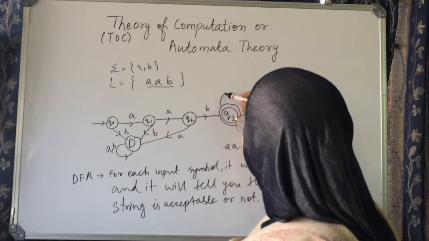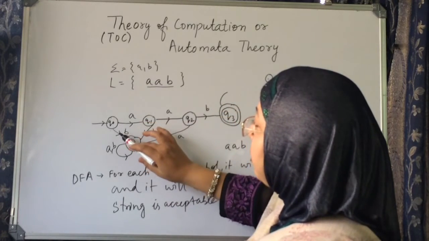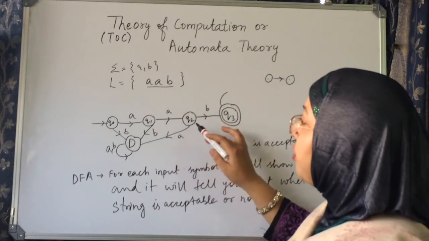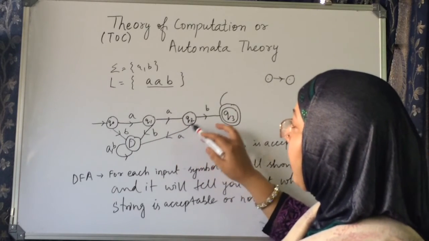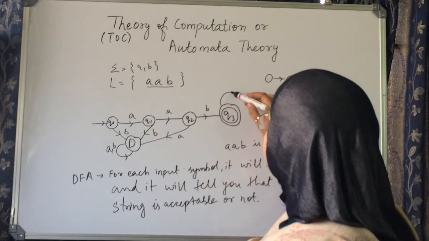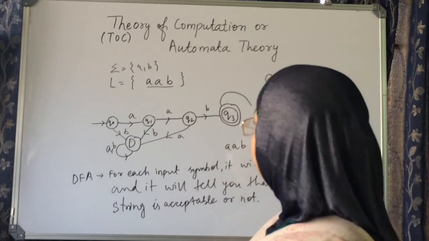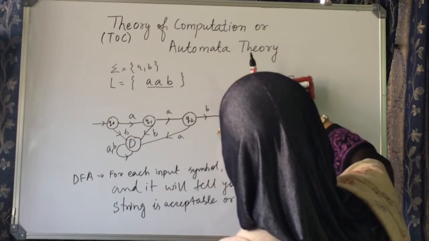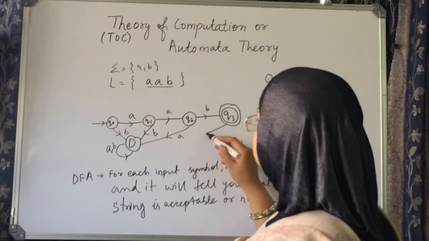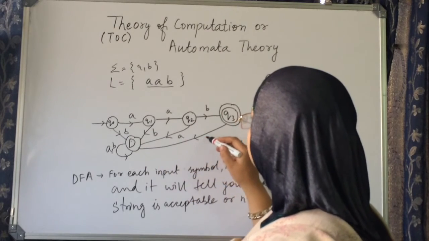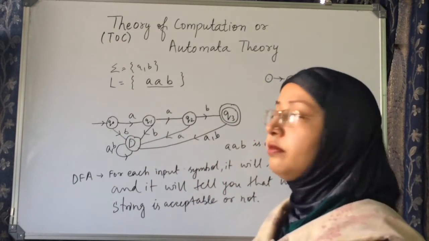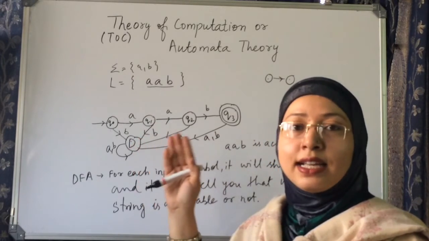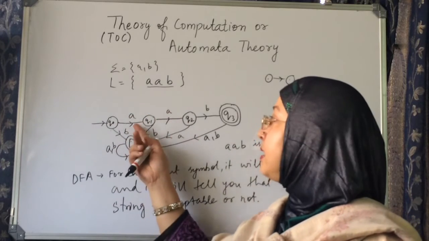Here, from Q0 we have shown both the transitions. From Q1 also we have shown both the transitions. From Q2 also we have shown both the transitions, A and B. And from Q3 also we have to show that anything other than this, A comma B, should go to dead state. It all goes to dead state. The only thing acceptable by this automata is AAB.